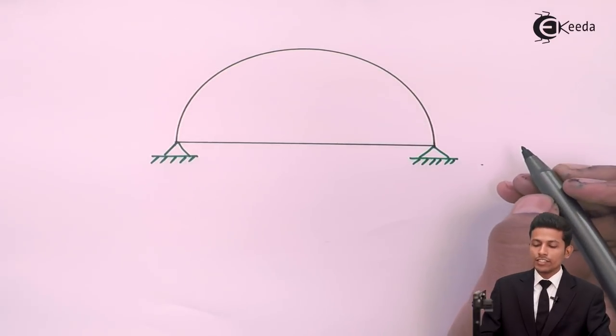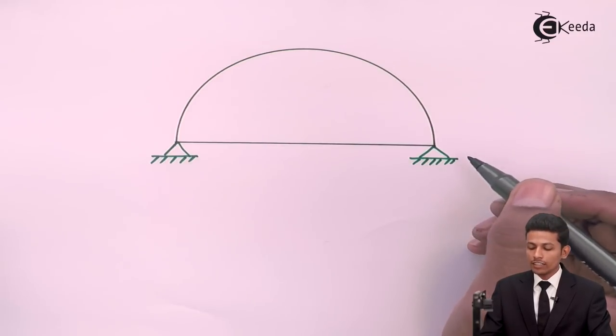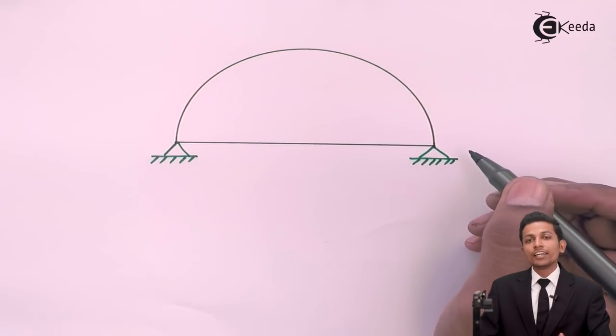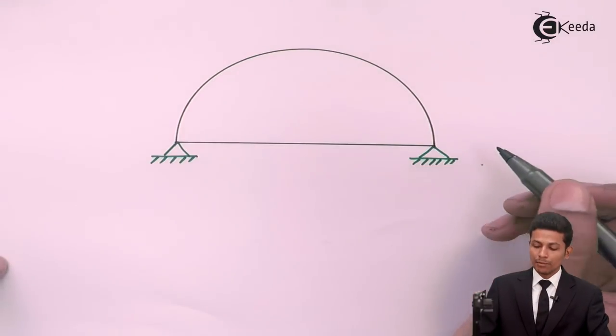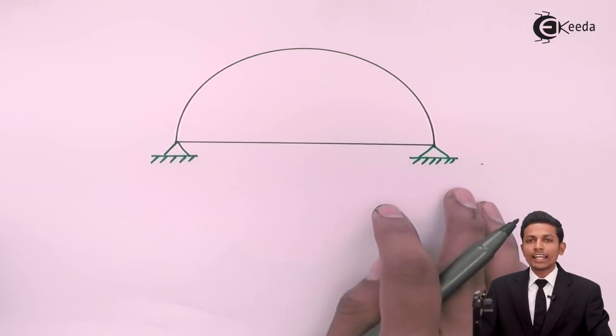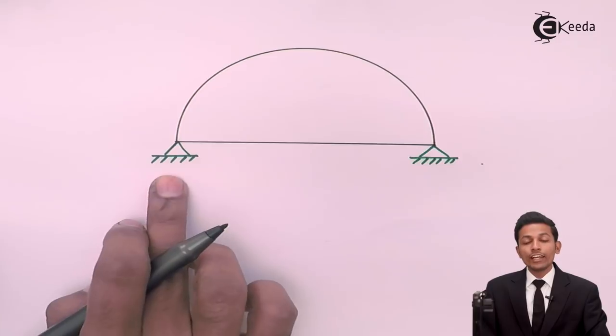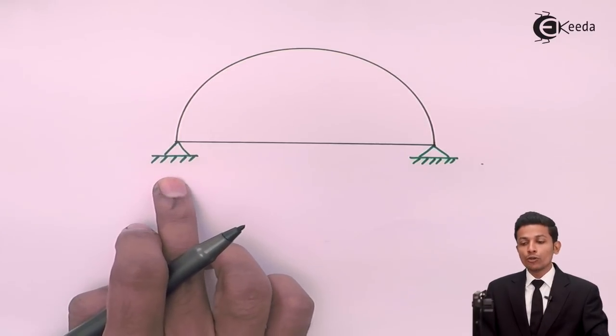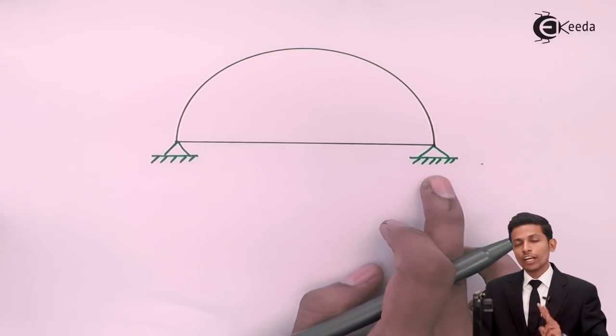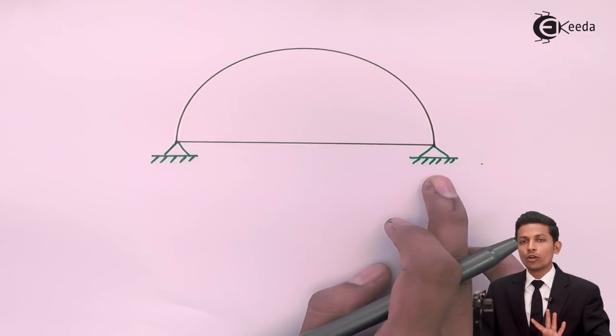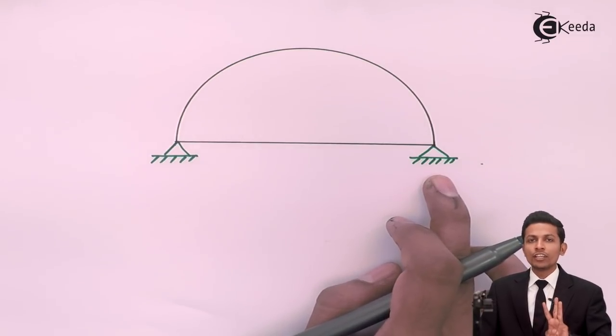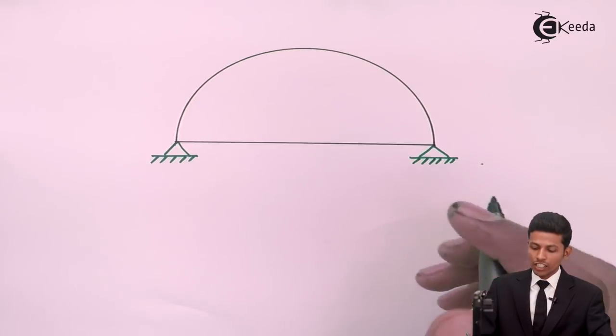In SA1 we deal with three hinged arches because there we are studying determinate structures. Here we are studying indeterminate structures. Now see how we get an indeterminate structure. In a hinge we have two reactions, and in the other hinge also we have two reactions, so the number of reactions will be 4 and the conditions of equilibrium will be 3. So it is an indeterminate structure.